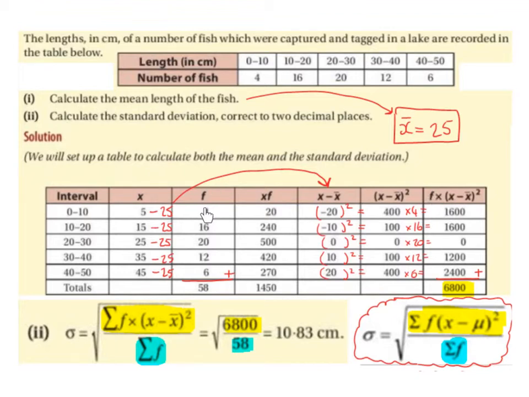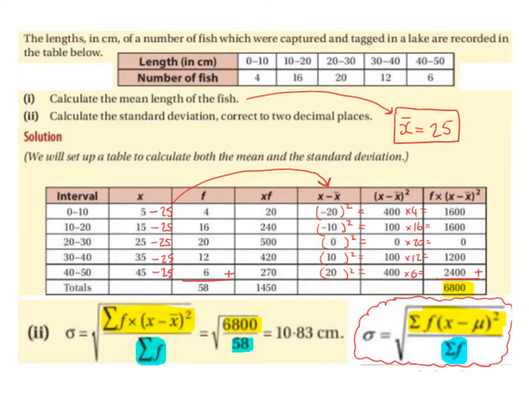So it's going to be 4 multiplied by 400, and 4 times 400 is 1600. Then 16 multiplied by 100, 100 times 16 is 1600. 20 times 0 is 0. 12 times 100, 100 times 12 is 1200. 6 times 400, 400 times 6 is 2400. And then we're going to add these up, and we end up with 6800.